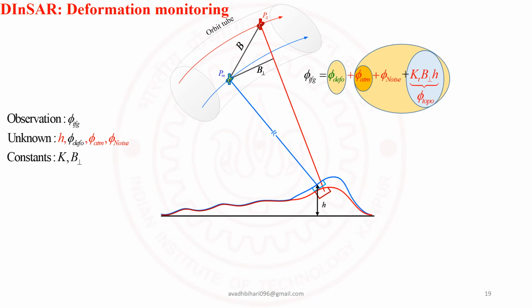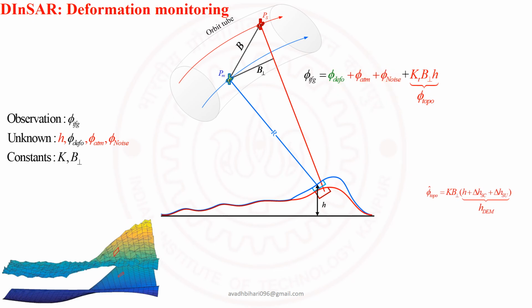But one minute. B perpendicular is known from the orbit file, and K_T, the proportionality constant, can be estimated from metadata. If anyhow I have the height information of the resolution cell, I can remove the topographic phase component completely. And from where will we get this height information? Digital elevation model. There are many digital elevation models available like SRTM DEM, ASTER DEM, Cartosat DEM, and many more.